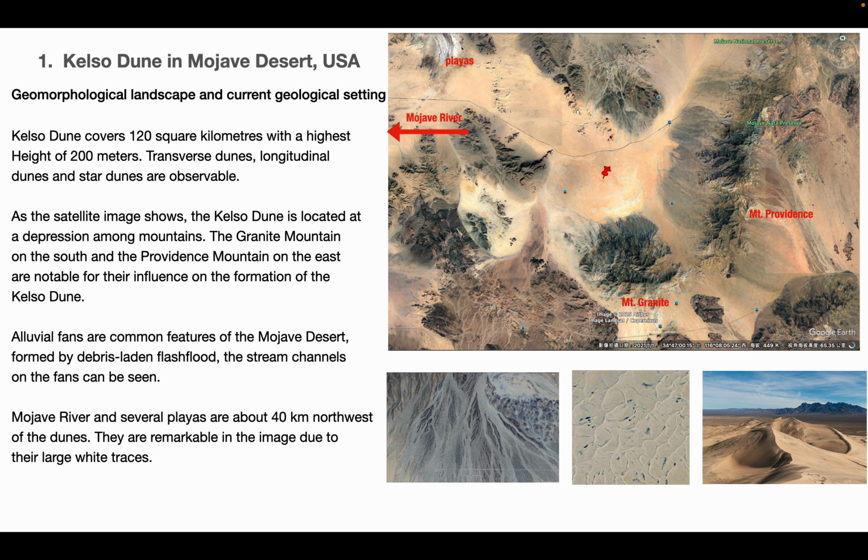The Mojave River and several playas are about 40 kilometers northwest of the dunes, and they are remarkable in the image due to their large white traces. As we can see at the bottom, the first graph is the alluvial fan, and the second graph is the star dunes in the Castle Dune.